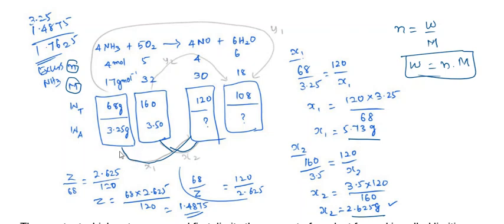So when we compare the amount of product, in this case NO, obtained from the weight ratio of ammonia, that is X1, it is 5.73 gram, whereas from oxygen it is 2.625 gram. It means the amount is less in this case, so we need to consider oxygen as the limiting reagent. And we cannot stop only with this.